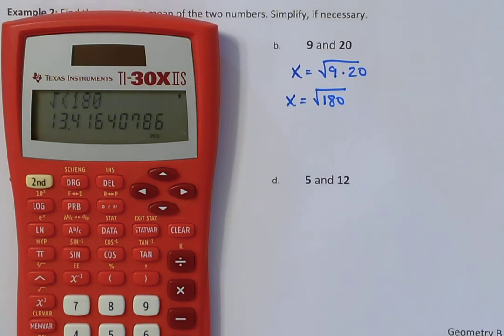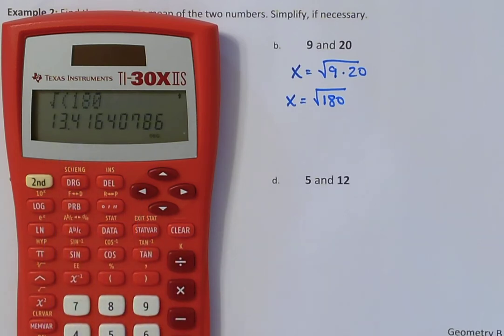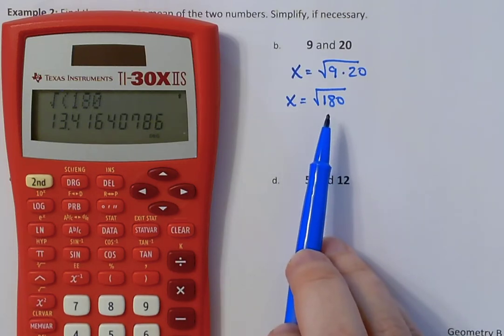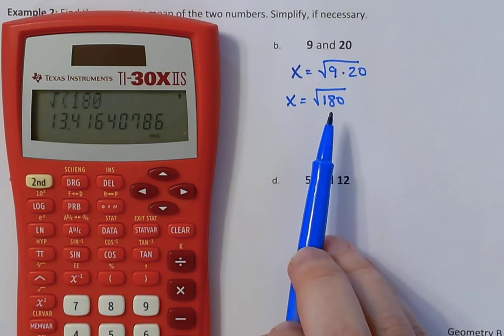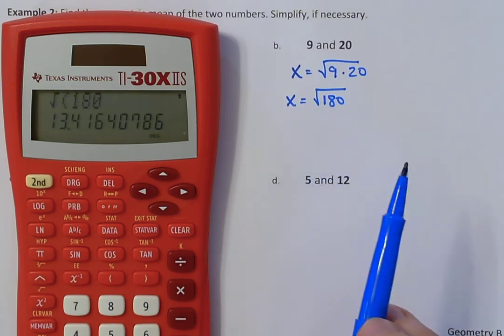So this is where the simplifying comes into play. I cannot just put 13.4 as my answer unless it were to ask you for the geometric mean as a decimal. Then you would round to wherever they want you to round. So that would be like 13.4. But they want us to go through and simplify the square root. So I need to simplify this 180, or the square root of 180, down as far as I can.